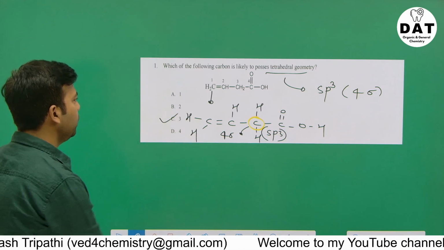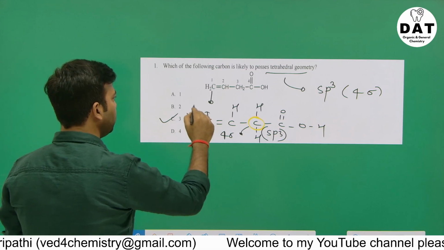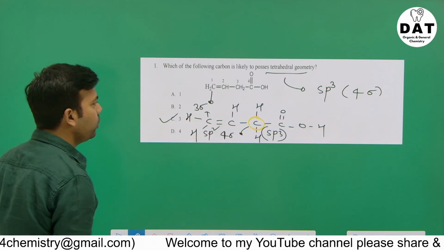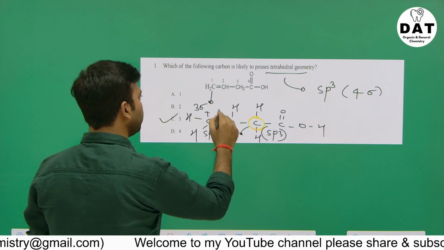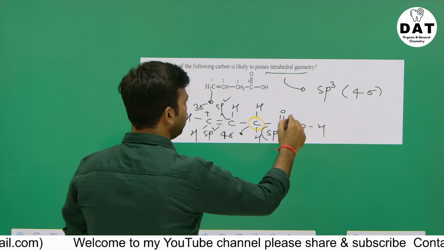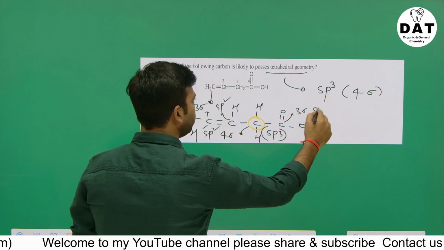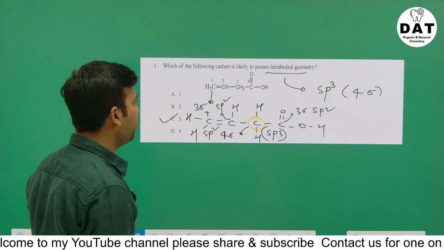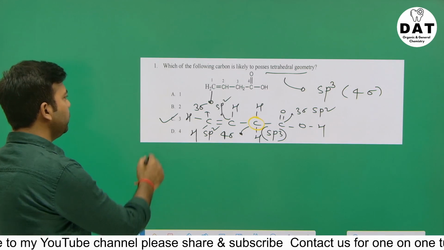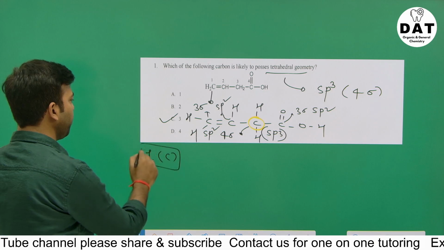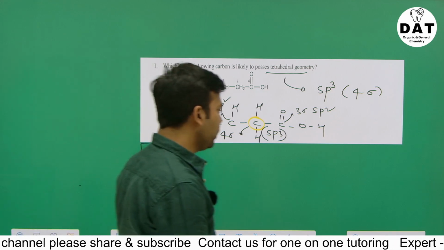If you look at number 1, it has 3 sigma bonds, so 3 sigma means sp2, and if you look at number 2, again 3 sigma, again sp2, and number 4 also has 3 sigma bonds, so again sp2. Clear? sp2 are the planar ones, trigonal planar, not tetrahedral. So the answer to 1 is C. Now move to the next one.